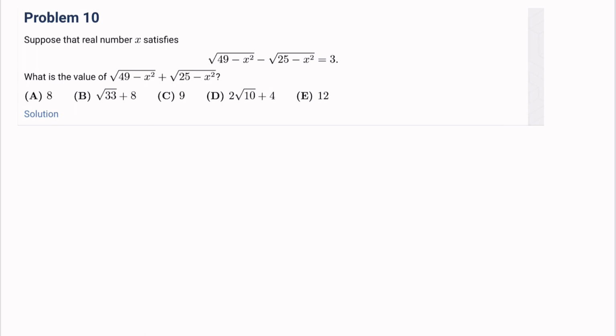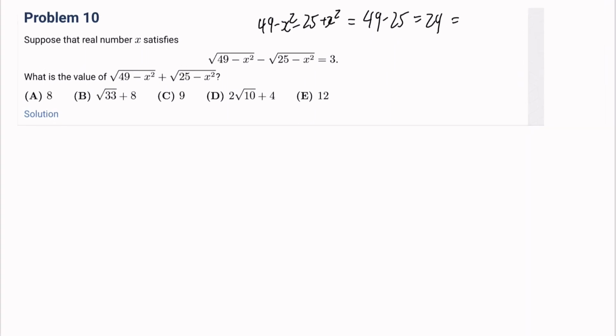Okay, so since this is a plus and this is minus, obviously we want to multiply those two together, right? And so if we do multiply them, that will give us 49 minus x squared minus 25 plus x squared. This equals 49 minus 25 equals 24, right?